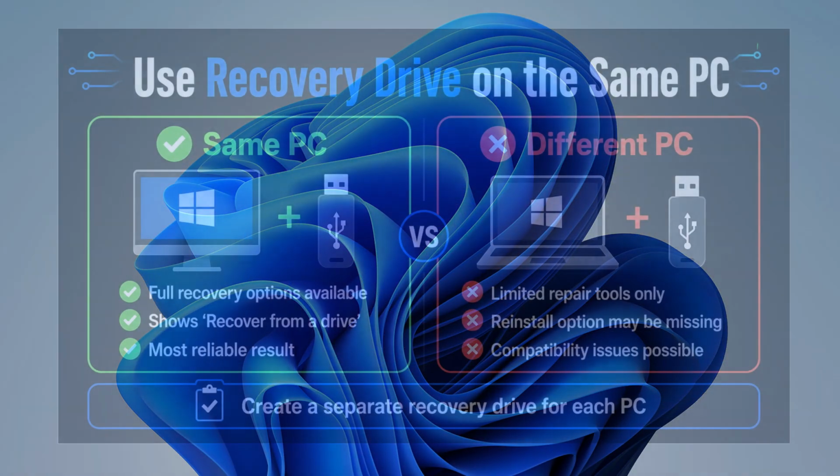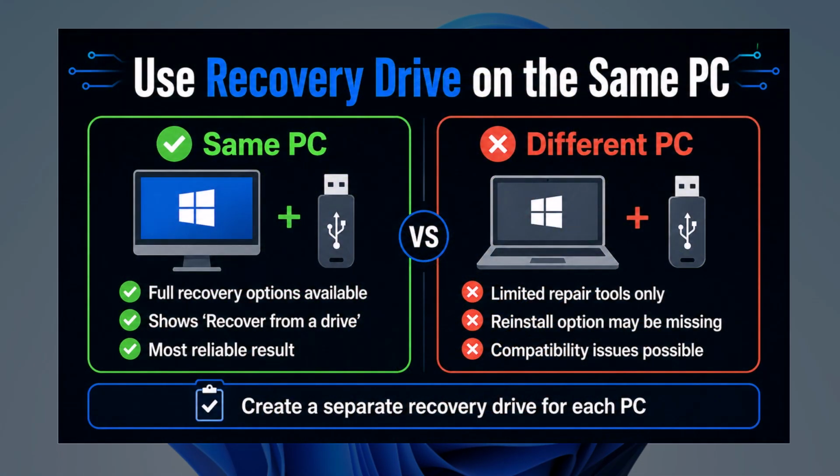If you plan to reinstall Windows using a recovery drive, create a drive on the same PC you intend to use it on and keep it dedicated to that machine. A recovery drive works most reliably on the system where it was created and is more likely to display the recover from a drive option. When used on a different computer, it may only provide basic repair tools.